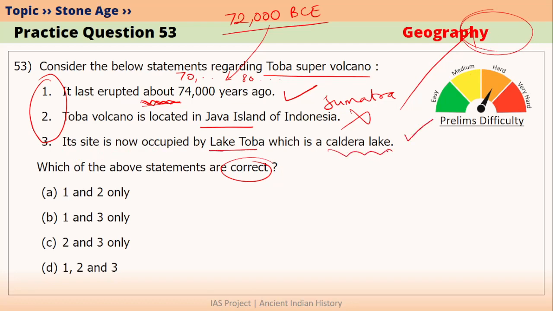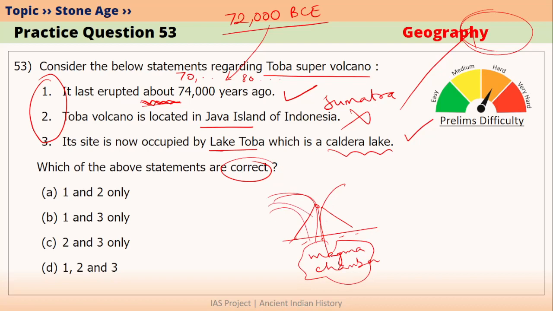This is also correct because Toba volcano was a supervolcano. It meant that when it erupted, whatever the magma chamber was there beneath the volcano, it came out with such explosion that it became almost empty. Because of this, the volcano collapsed into the empty magma chamber, and so after the eruption, a depression was created where there was initially a volcano. This depression is nothing but a caldera.